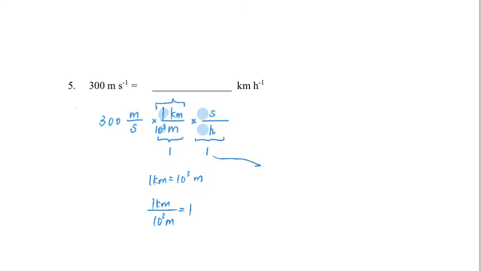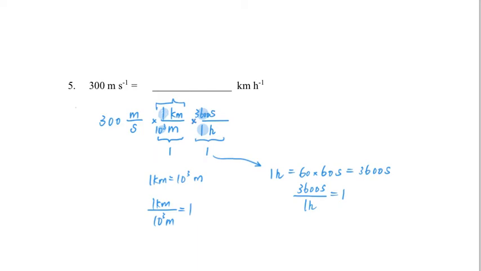And then let's consider the part related to time. 1 hour equals 60 minutes, and 1 minute equals 60 seconds, and therefore 1 hour is equal to 3,600 seconds, which means that 3,600 seconds over 1 hour is equal to 1. This is 3,600, and this is 1, and this part is equal to 1.